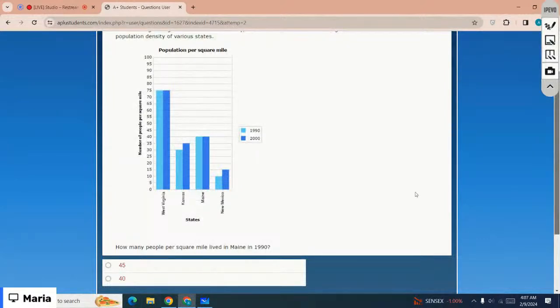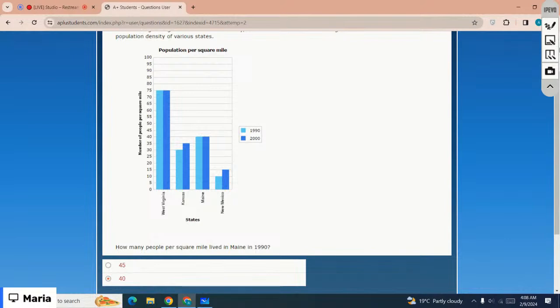Okay, so you're given two bars, right? Light blue is for 1990, the dark blue is for 2000. You have to see how many people per square mile lived in Maine in 1990. Here is Maine. And this is the bar for 1990. You just have to match it to the y-axis. So when you match it to the y-axis, the answer is 40. It is right. The correct option is 40. You just have to match this bar to the y-axis and it matches on 40. So the correct option is 40. Got it?